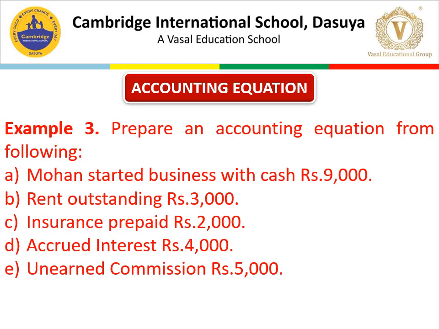In the third example, we have to prepare the same accounting equation, but there are some different transactions. Number one is Mohan started business with cash, rupees 9,000. It is the same. It leads to an increase in cash and an increase in capital of rupees 9,000. But the rent outstanding, it means rent is due but not paid.